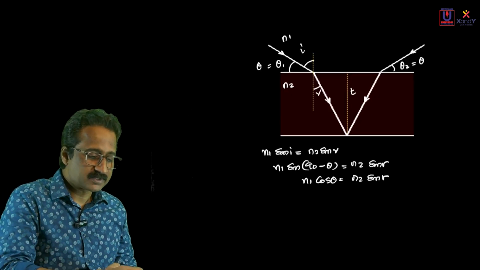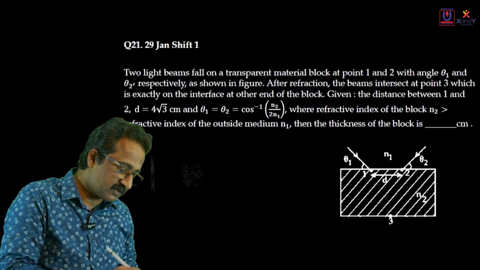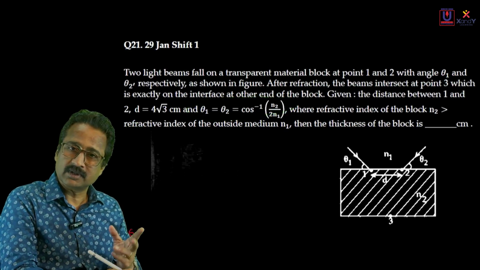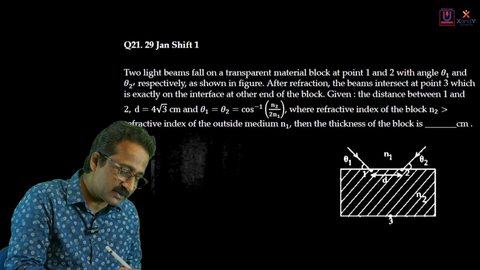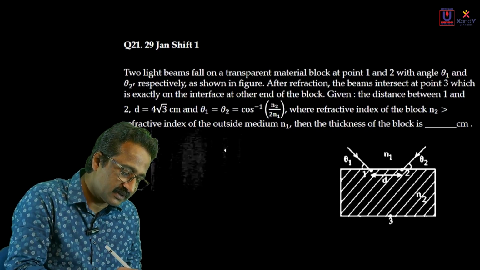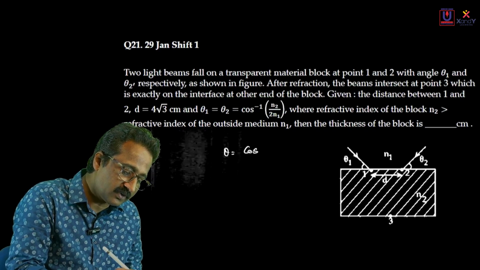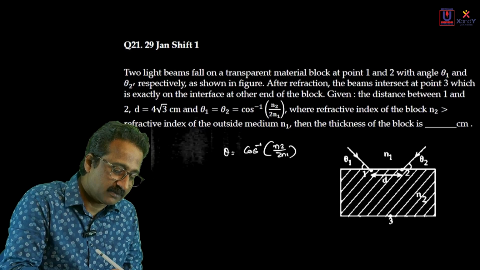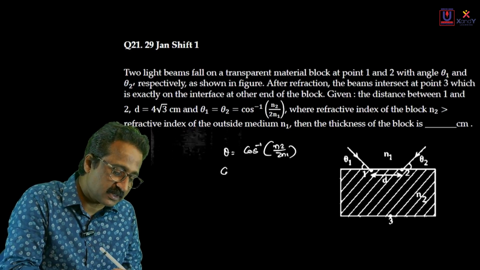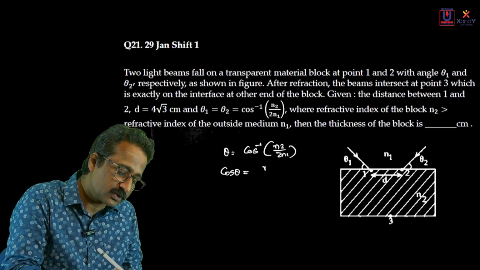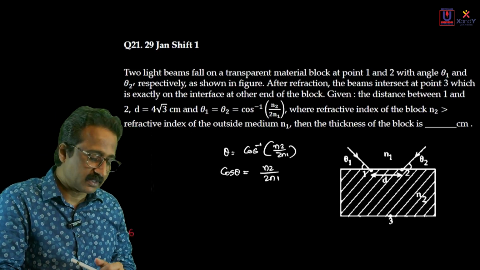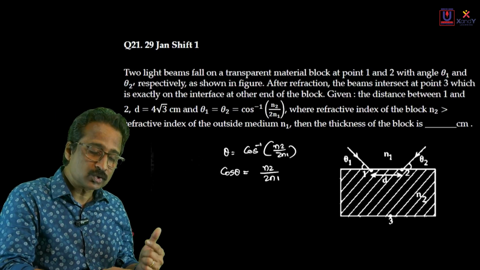Now let's go back to the question and see some other hint given. Let's make use of that hint. It is mentioned: theta 1 equal to theta 2, which is equal to theta. What they are trying to say is that the so-called theta here is equal to cos inverse of n2 divided by 2n1. Now, if theta is equal to cos inverse of this, certainly cos theta will be equal to n2 divided by 2n1. It's a hint they had given.